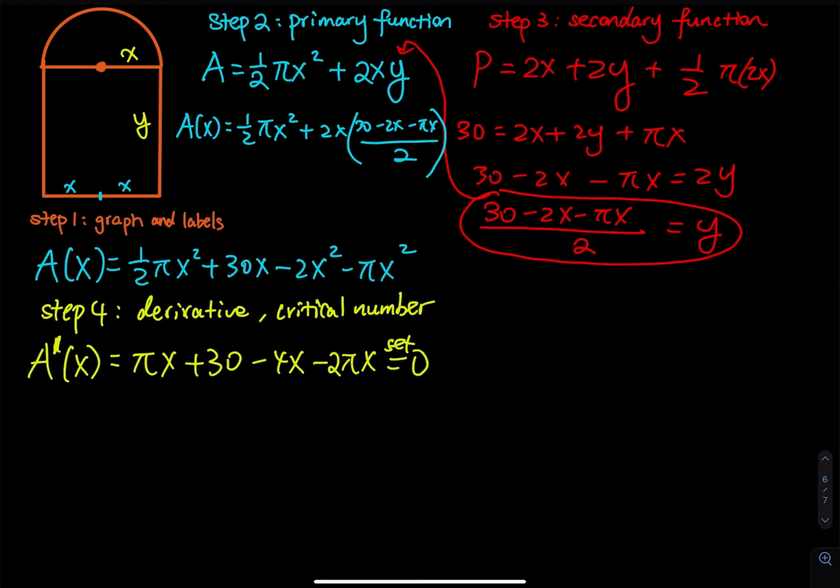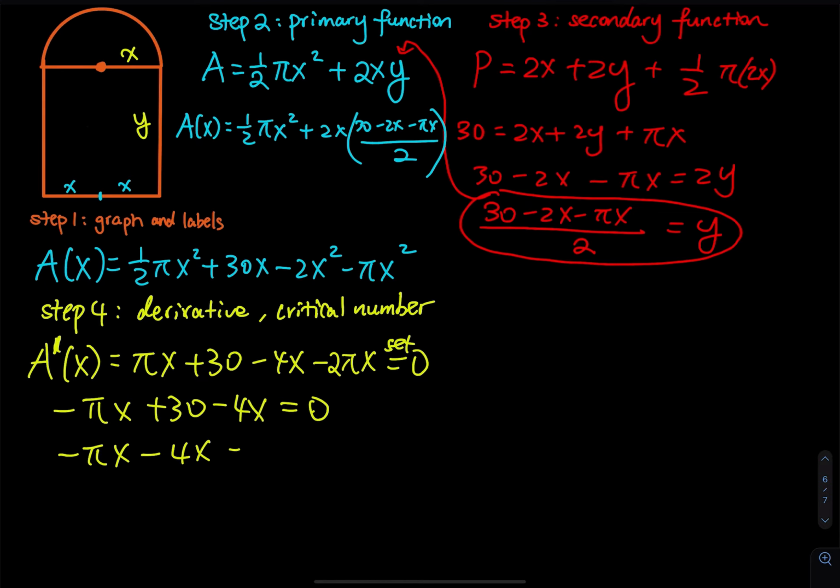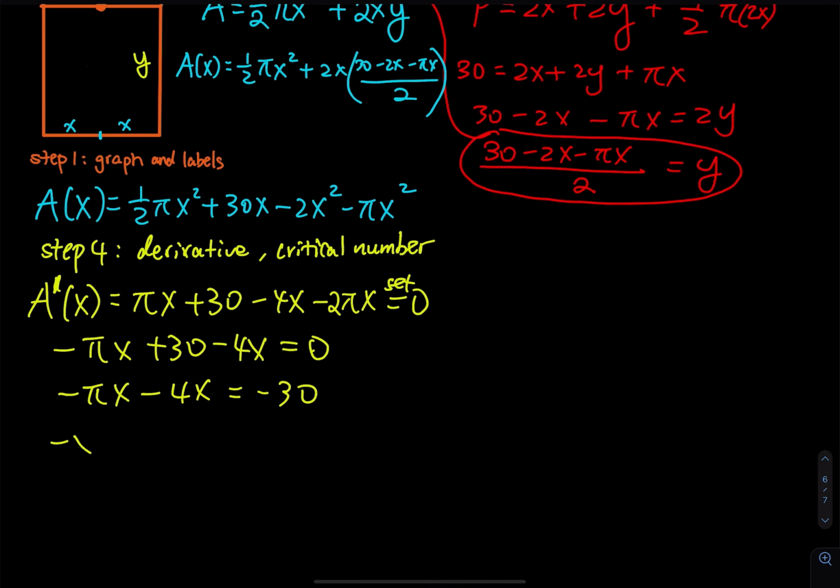We have pi x minus 2 pi x. So pi x minus 2 pi x, that is 1 minus 2, which equals -1. So we have a negative pi x, and then add 30 to it, and then minus 4x, and that equals 0. Let's keep the x on the left side, so minus pi x and minus 4x equals -30, right? And then we can factor out the negative x. So factor out negative x, we have pi minus 4 equals -30.